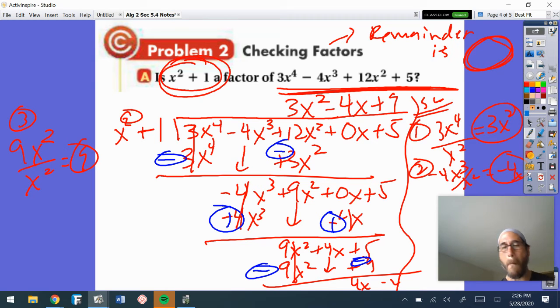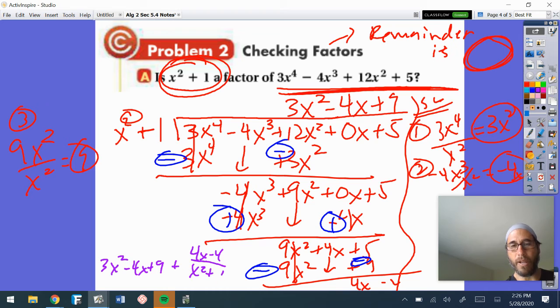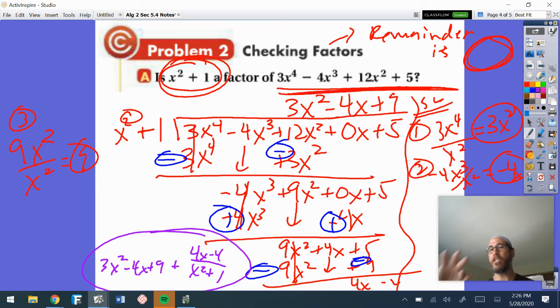So I'm going to use this cool purple color. And my final answer would be, ooh, do I have enough room? It'd be 3x squared minus 4x plus 9, plus 4x minus 4, all over x squared plus 1. Boom. If you got that one, you are just money. That is long division. We did 3 of them.